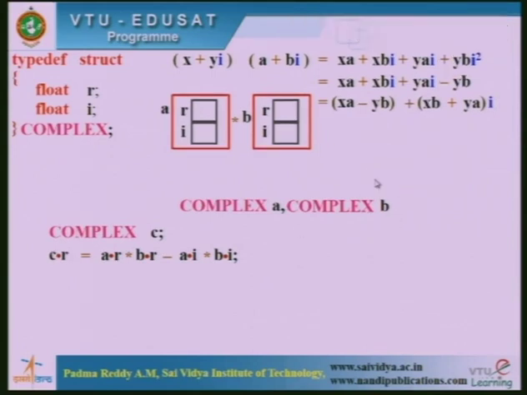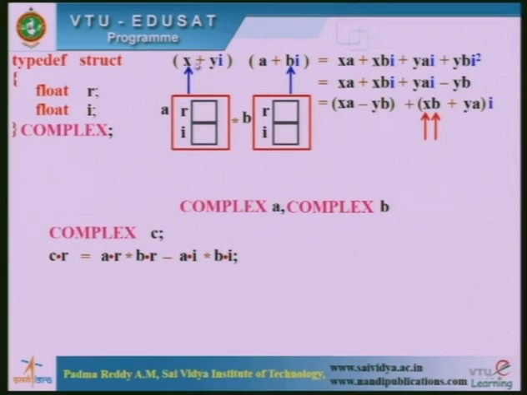On similar lines, look here, this is the imaginary part of the result, xb. What is x, what is b? The real part of the first number, the imaginary part of the second number. What is the real part of the first number? I am sorry, what is this x here? The real part of the first number, that is nothing but a dot r. So here I write a dot r should be multiplied with what?